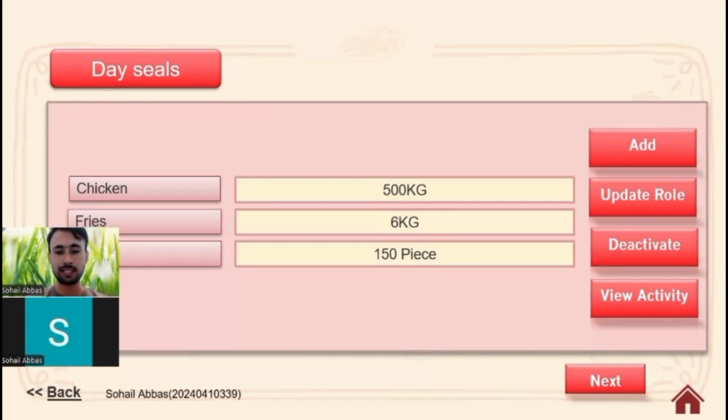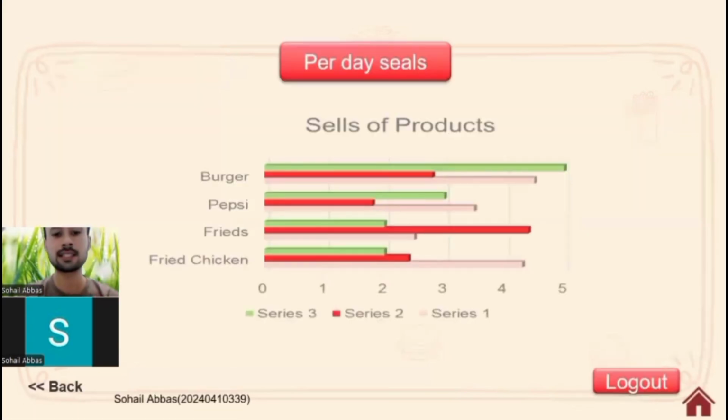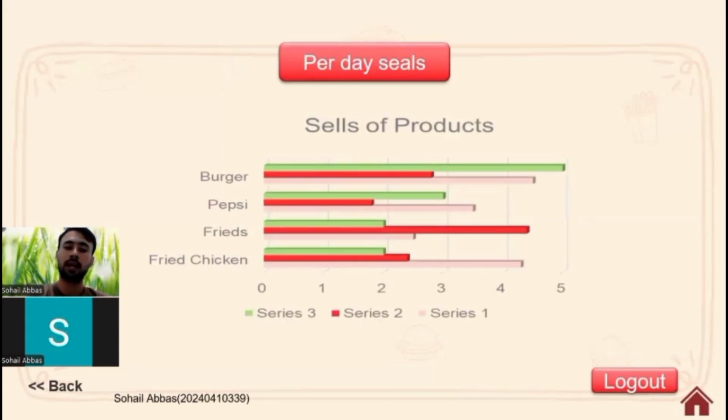After putting in all these numeric values, you will be required to click on next. If you click on next, this is the graphical representation of per day sales. There you will be required to put in numeric values, and of course it's hard to make a decision based on that, so this is the output from that input. You will see the sales and the ratio of the Pepsi, burger, fries, and fried chicken. Overall, the report supports better operational planning as well as improved decision making.